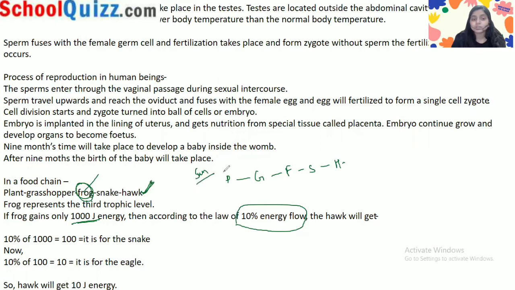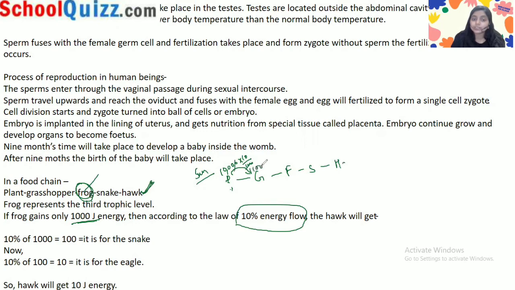So suppose the plant gains 10,000 joule energy, right? Only 10% of the energy is transferred to the grasshopper. Why? Because the plant also does some work. They do photosynthesis, they require some energy to store, and they require some energy to grow, right? So they also have functions to complete, and they require energy for that also. So they use the energy, they store the energy, and only 10% of the energy will be transferred to the next level, right? So when 10% energy is transferred to the next level, how much energy will be transferred?